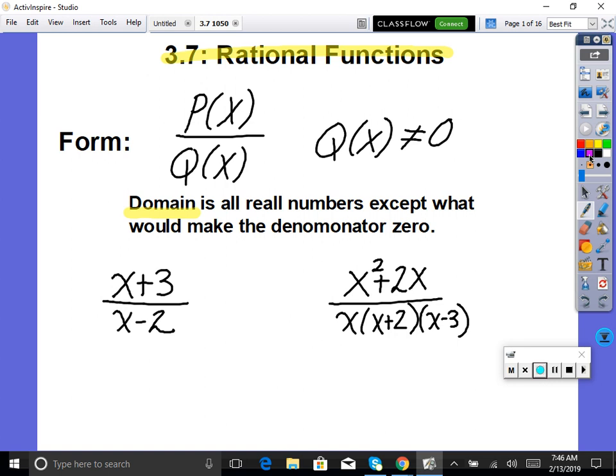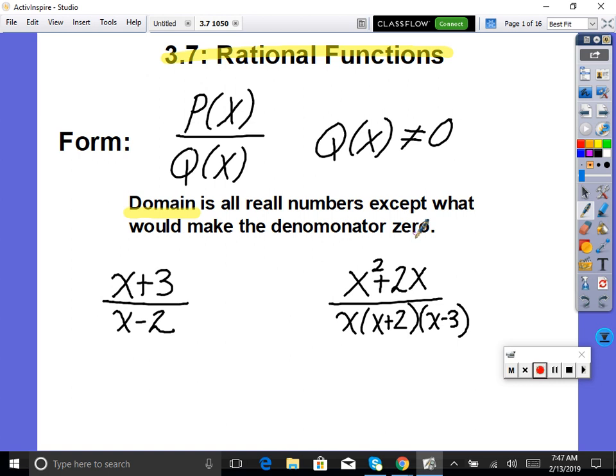So if we have a polynomial p of x divided by a polynomial q of x, we know that q of x cannot be 0 because we can't divide by 0. And based on rational functions in the past, we know our domain will be all real numbers except for what would make the denominator 0, right?